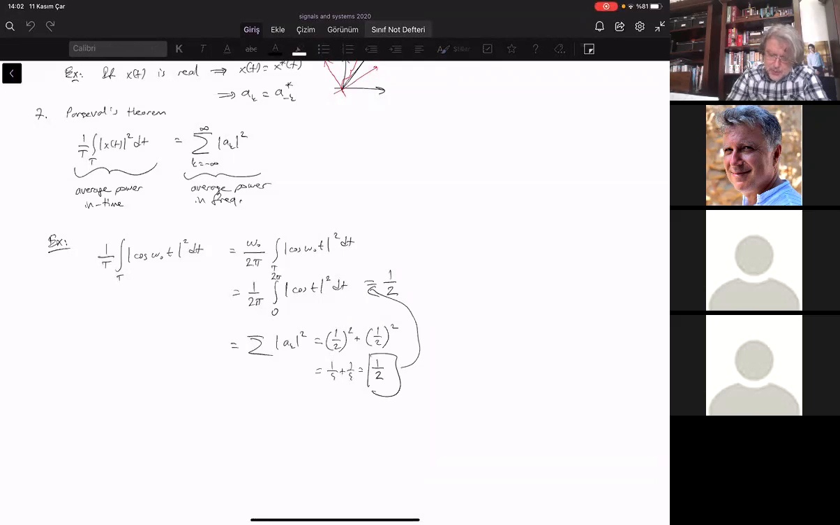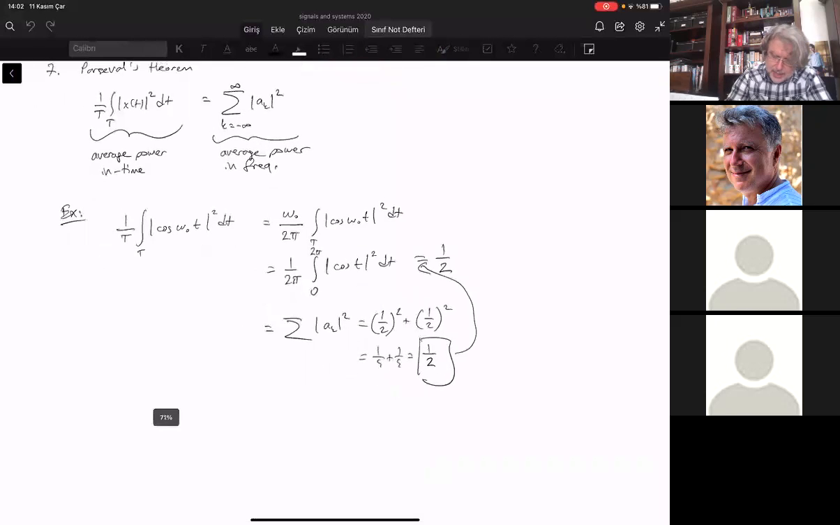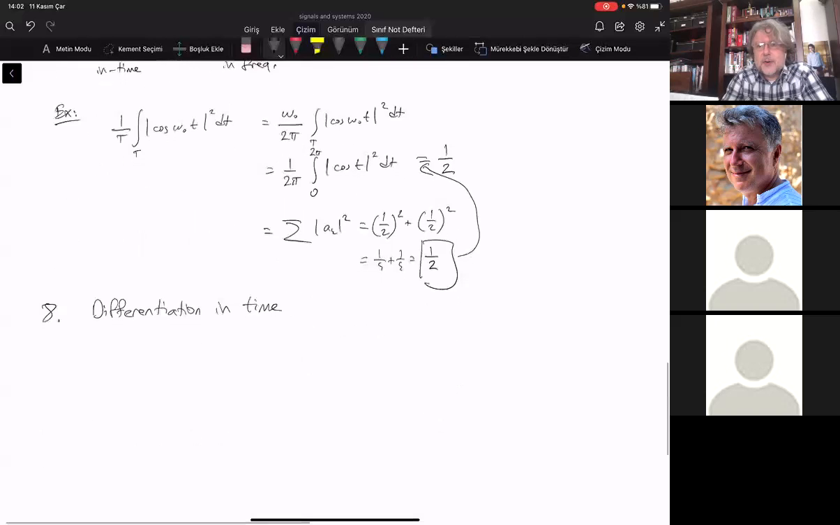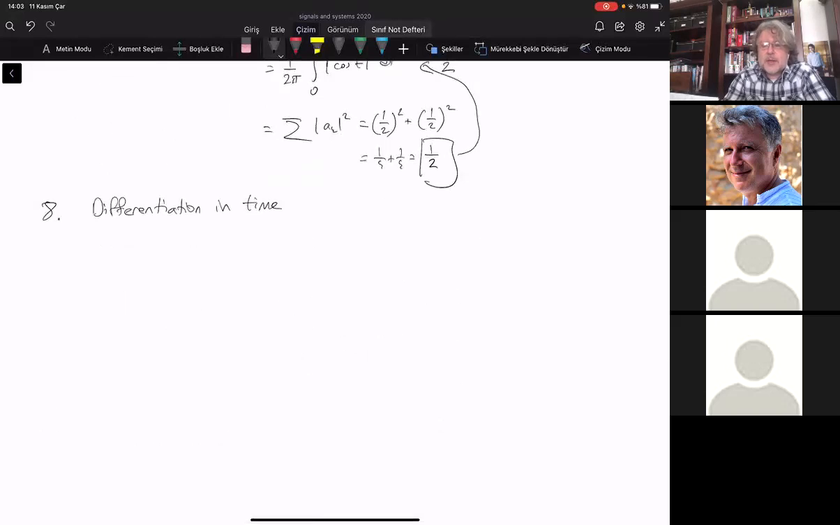The property that we are going to see now is the eighth property, and that is the differentiation in time. So we are going to take the derivative of our input signal and see what's going to happen to the Fourier series coefficient of that. That property is, again, not very complicated. It's quite easy to prove.